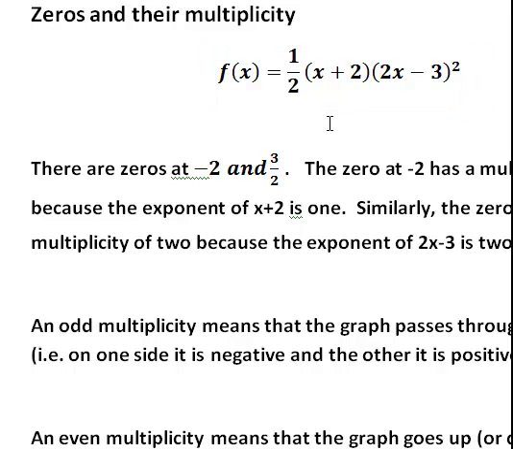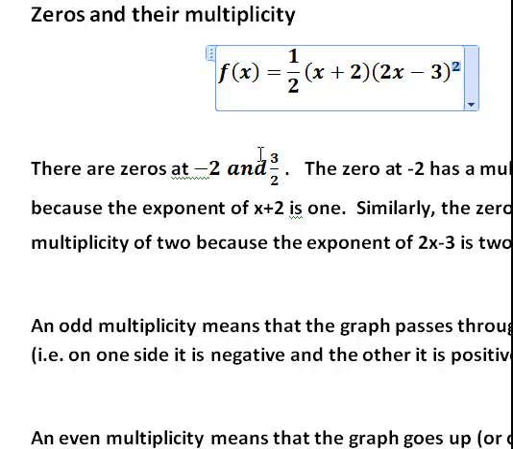Now, what is a multiplicity? Well, multiplicity, we look at the factor, in this case x plus 2, and that whole x plus 2 is understood to be raised to the first power. So that means that the zero, negative 2, has a multiplicity of 1. This 2x minus 3, this whole thing is raised to the second power. So this multiplicity is understood to be 2.